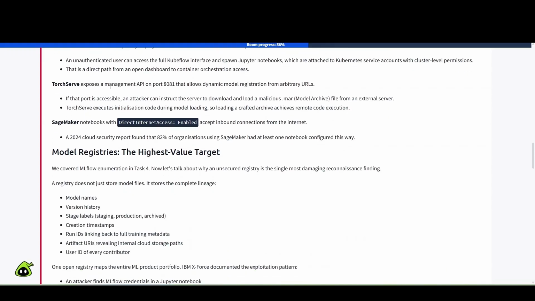TorchServe exposes a management API on port 8081 that allows dynamic model registration from arbitrary URLs. If that port is accessible, an attacker can instruct the server to download and load a malicious .mar model archive file from an external server. TorchServe executes initialization code during model loading, so loading a crafted archive achieves remote code execution. SageMaker notebooks with direct internet access enabled accept inbound connections from the internet. A 2024 cloud security report found that 82% of organizations using SageMaker had at least one notebook configured this way.